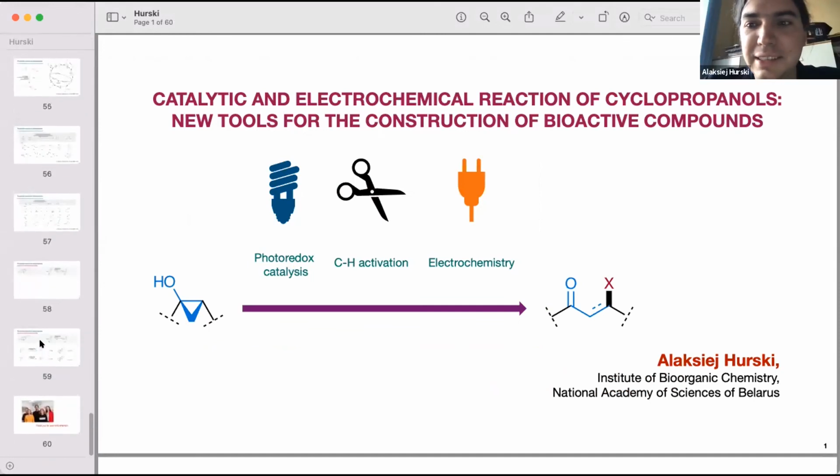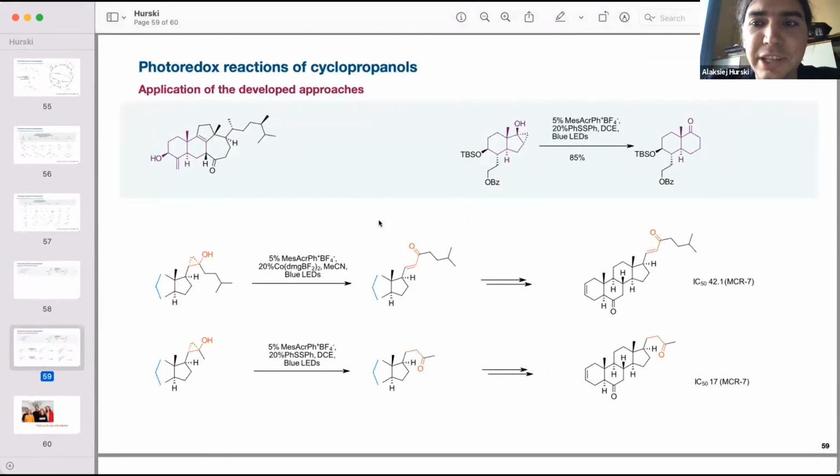I would like to say that we just started to apply these methods in synthesis. The most active and most interesting compound, and this work is still ongoing, is the synthesis of this molecule, this phencoesterol.